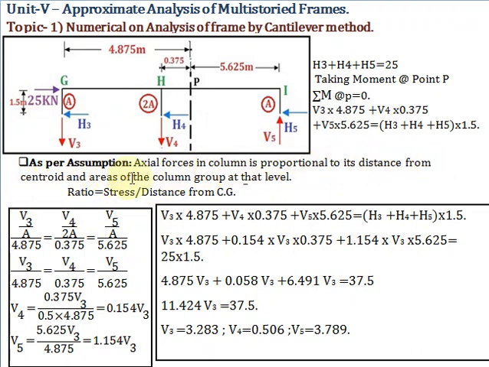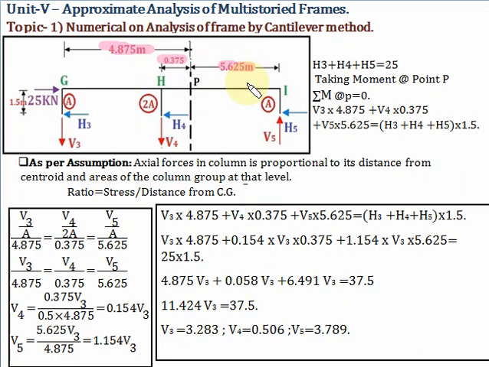Now here we use the second assumption that axial force in a column is proportional to its distance from the centroid and the area of the column groups at that level. So what is that ratio? The ratio is stress upon distance from the CG. What is stress? Stress is nothing but force upon area. Already we have found the distance from the CG of each column. This is the distance of CG of column 1, this is for column 2, and this is for column 3.